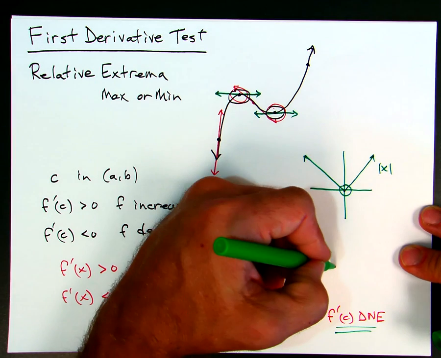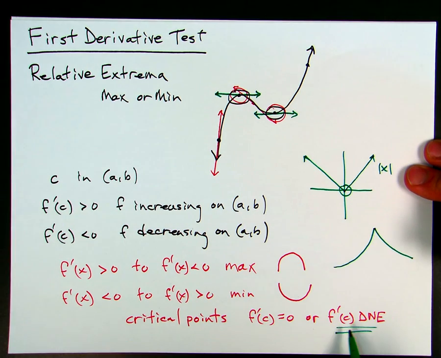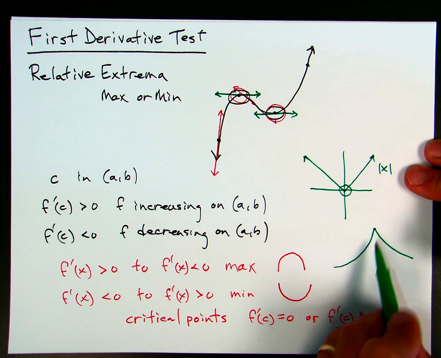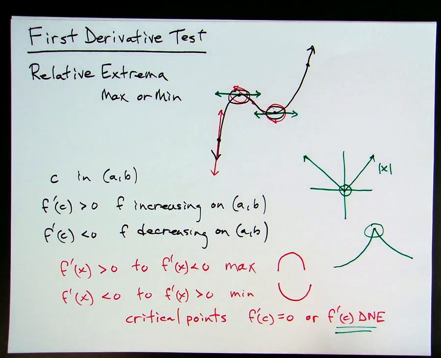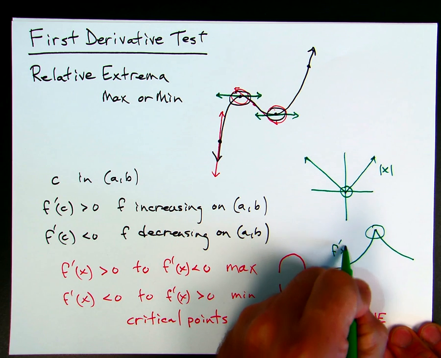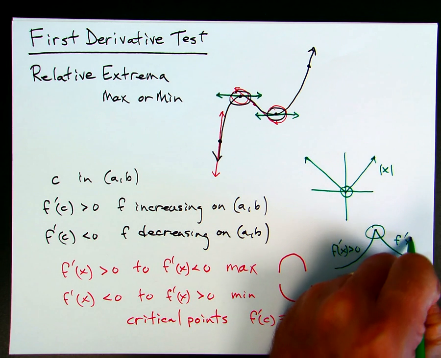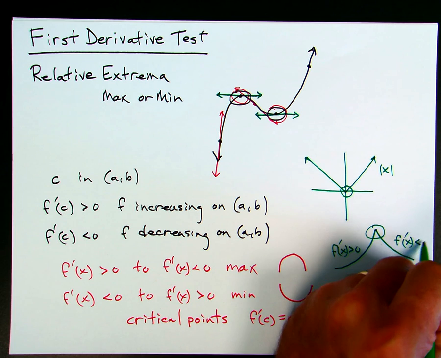Or we could have something like a cusp, where it kind of comes up to a point and comes back down. So again, the derivative would be undefined here, but it's a place we want to check because we can see that over on this side, it's increasing, so the derivative is positive. Over here, the function is decreasing, the derivative is negative.